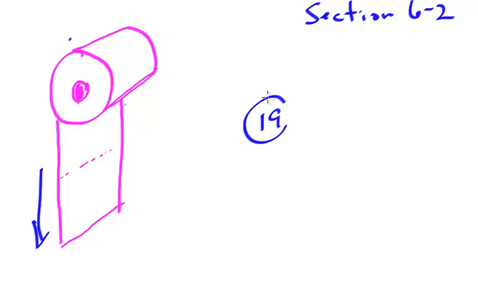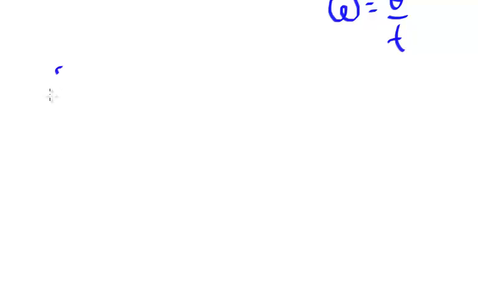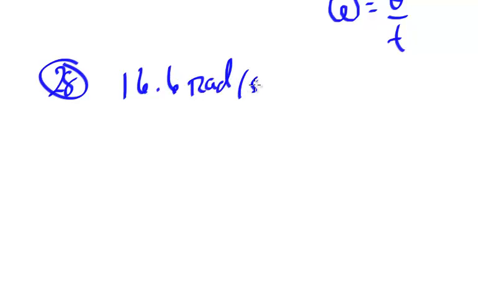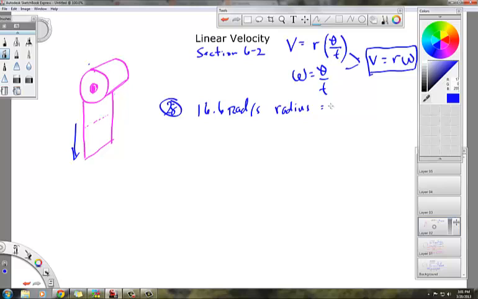First one is number 19, and it looks like this. Actually, no, it's not 19. I'm sorry. It's number 28, and it says 16.6 radians per second with a circular radius equal to 8 centimeters. And you want to find its linear velocity.